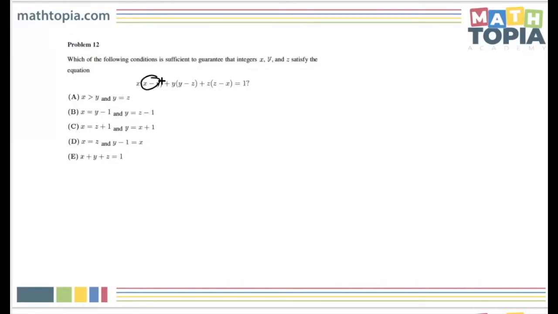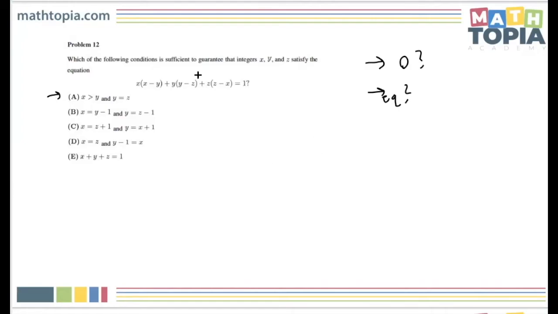Because we have minus and minus in some of these, right? So what we should try to do is, as much as possible, either set a number to 0, or set two numbers equal. Because if we can do one of those two things, a lot of stuff will cancel. So for example, for A, well, x is greater than y and y equals z.